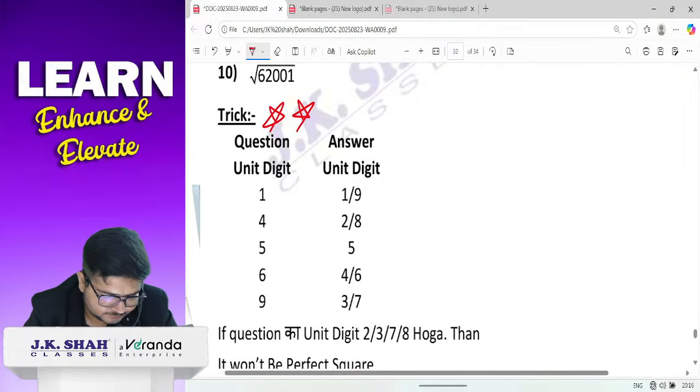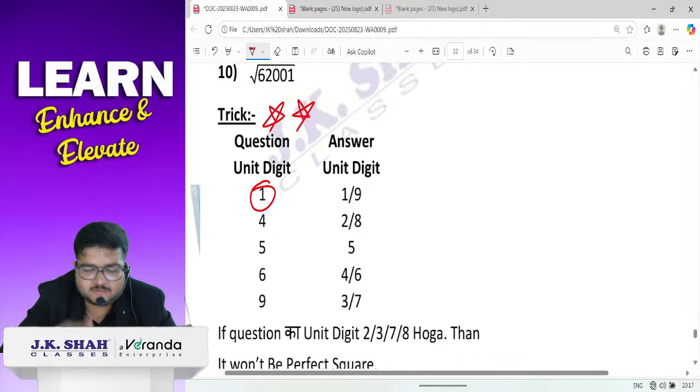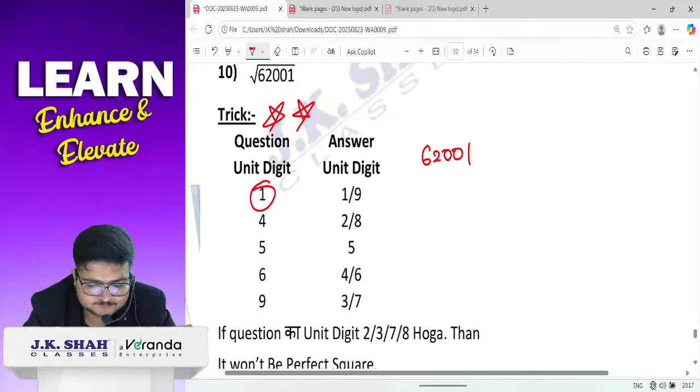I taught you that if a perfect square number has 1 in the ending, for example 62001, this is a square of 249.